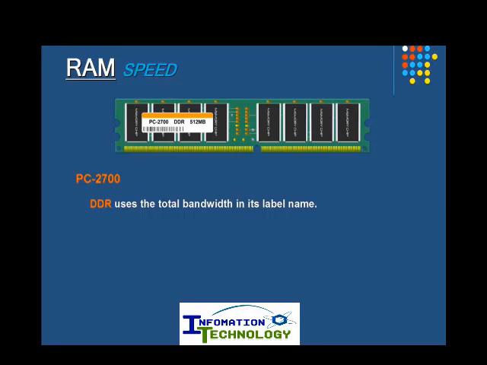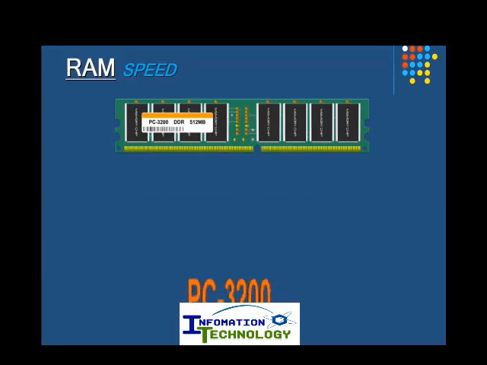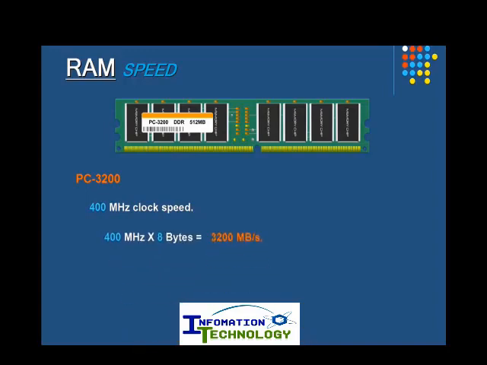The clock speed for PC2700 is 333 MHz. So 333 MHz times 8 bytes is rounded off to 2700 megabytes per second, which is where we get the name PC2700. Another example is PC3200. PC3200 has a clock speed of 400 MHz, so 400 times 8 equals 3200, which is where we get the name PC3200.